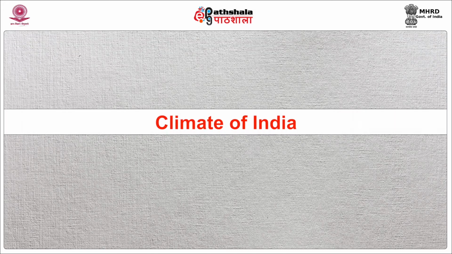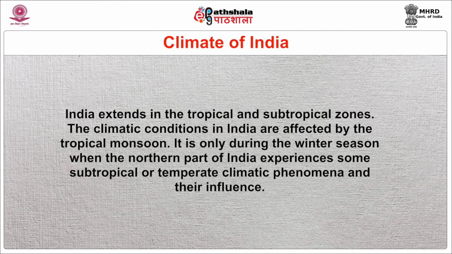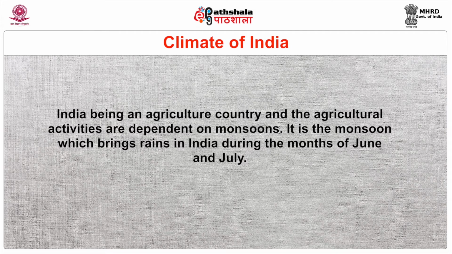Further, we'll try to understand the climate of India. India extends in the tropical and subtropical zones. The climatic conditions in India are affected by the tropical monsoon. It is only during the winter season that the northern part of India experiences some subtropical or temperate climate phenomena and their influence. India being an agricultural country, the agricultural activities are dependent on monsoons.